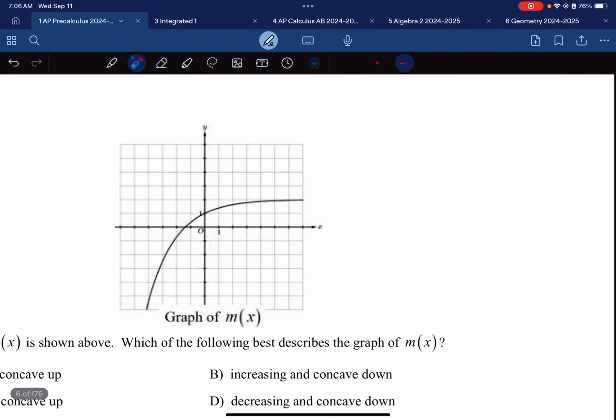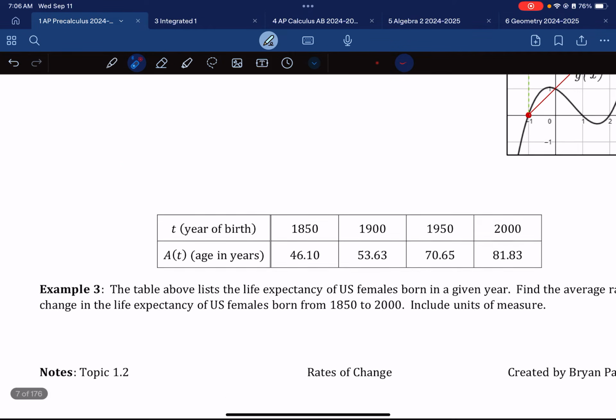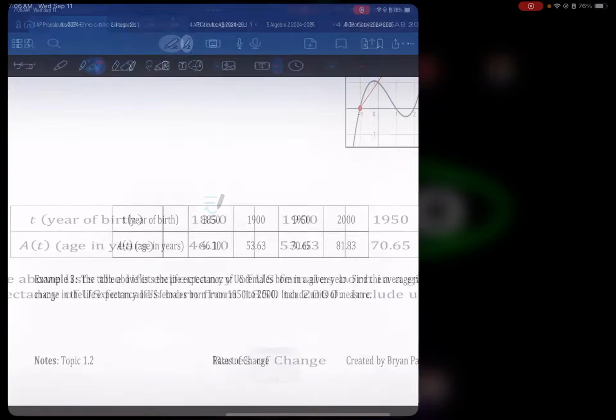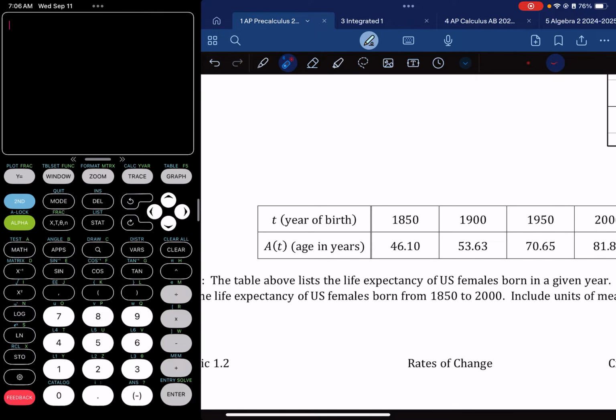Let's try another one. In example 3, this is the first time that we're using the calculator in our class. So in my class, we use the Texas Instruments 84, the CE, the color edition. I don't have that on my iPad, so I have something that's very close. It's called Calculate 84. It's a little bit different for our interface, but I'd like to show us how to use a calculator.